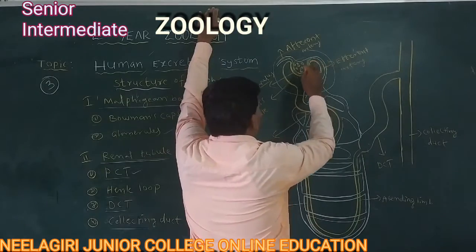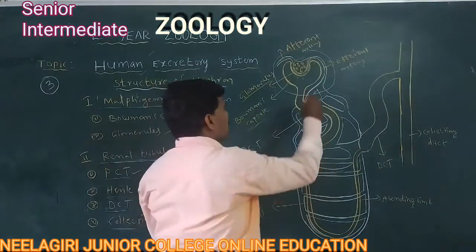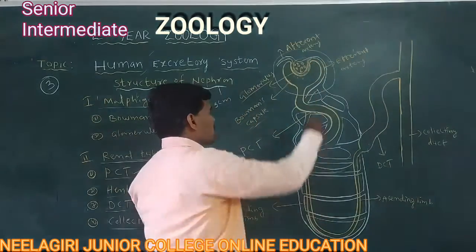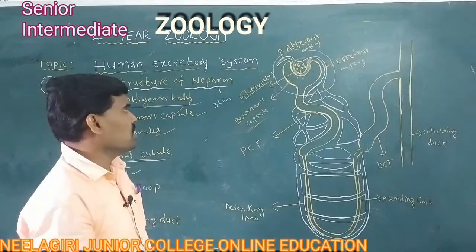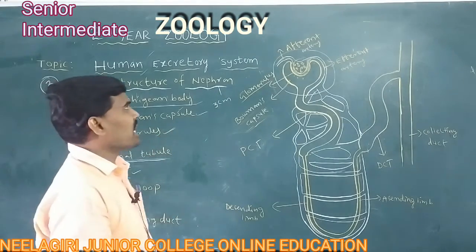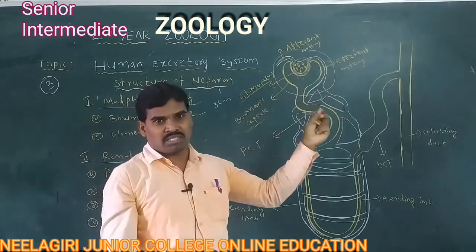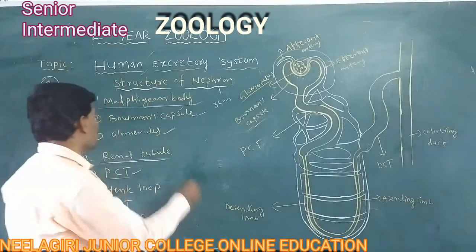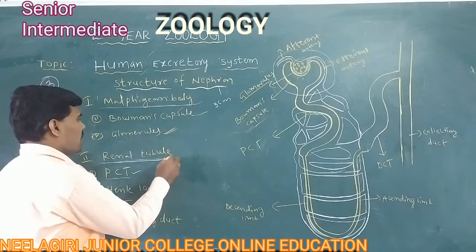HCP is 60 mm Hg, 30 mm Hg or 18 mm Hg hydrostatic pressure, and the 10 mm Hg hydrostatic pressure is filtered from the glomerulus into the Bowman's capsule. So it is clear. How is the glomerulus formed? The afferent arteriole enters the Bowman's capsule and forms fine branches, and the efferent arteriole comes out. This network is called the glomerulus. So it is clear. Next, the renal tubule.